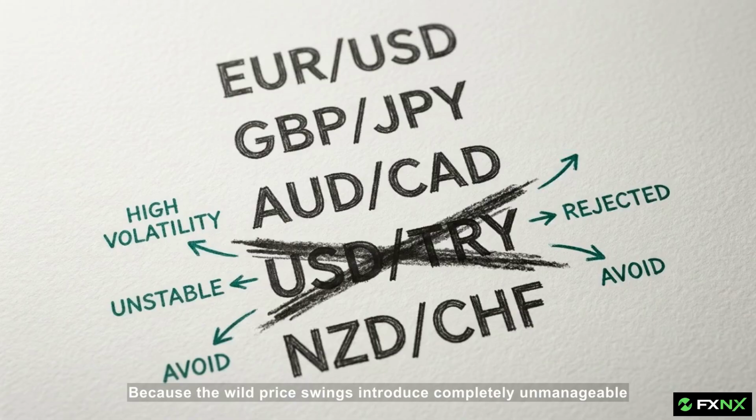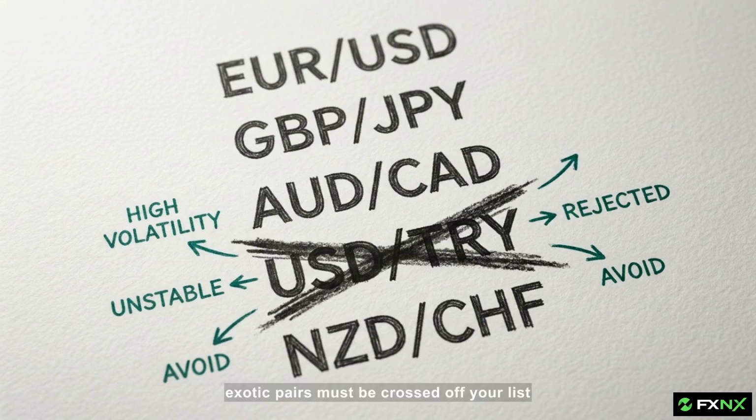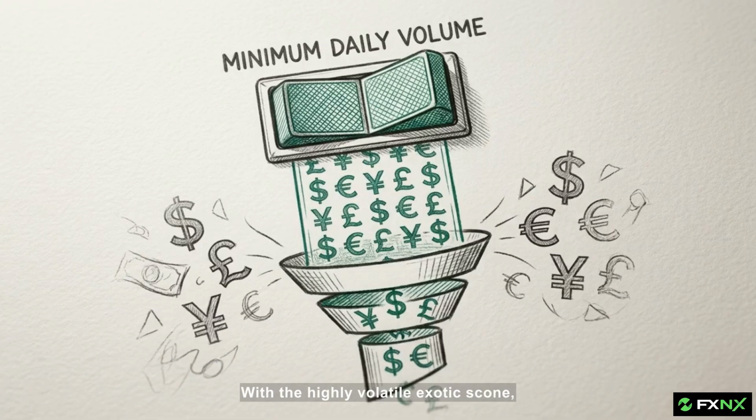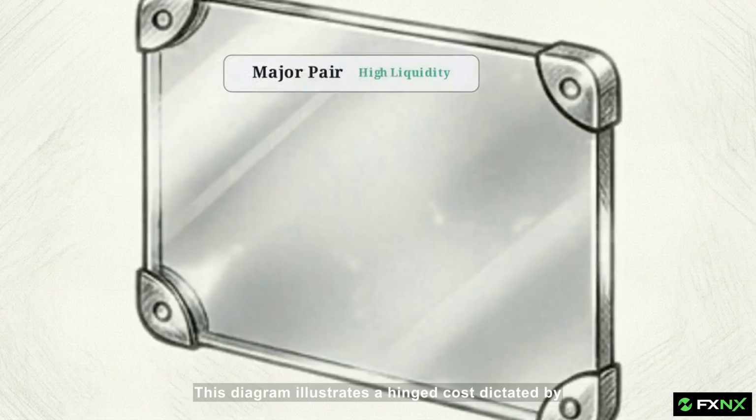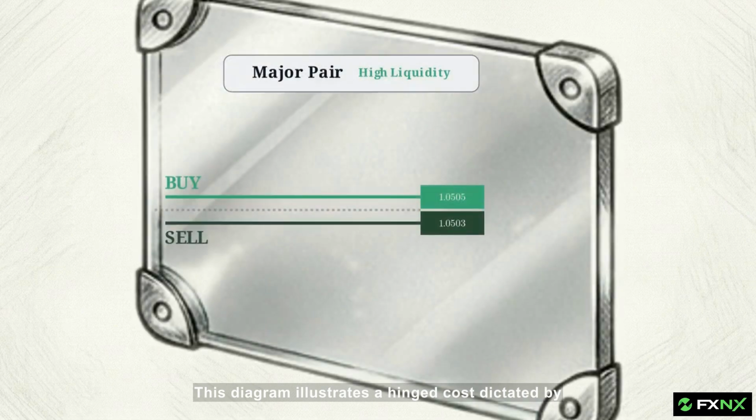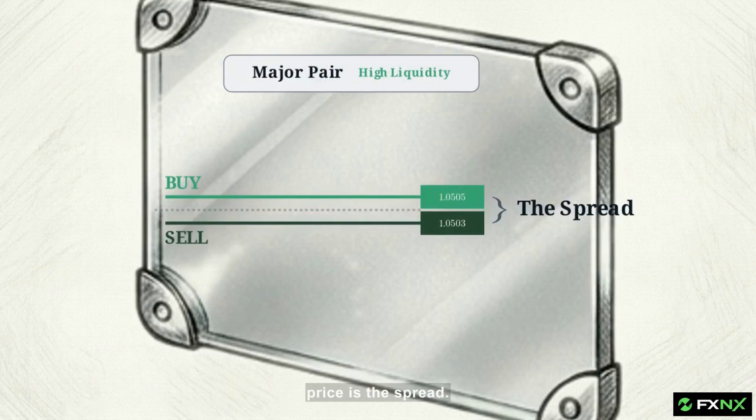Because the wild price swings introduce completely unmanageable risk to a small account, exotic pairs must be crossed off your list entirely. With the highly volatile exotics gone, we look at the remaining pool of currencies and apply our second filter, liquidity. This diagram illustrates a hidden cost dictated by liquidity. The physical space between the buy and sell price is the spread.